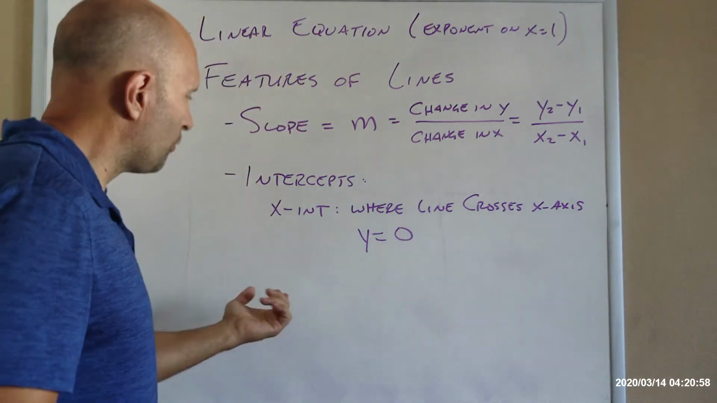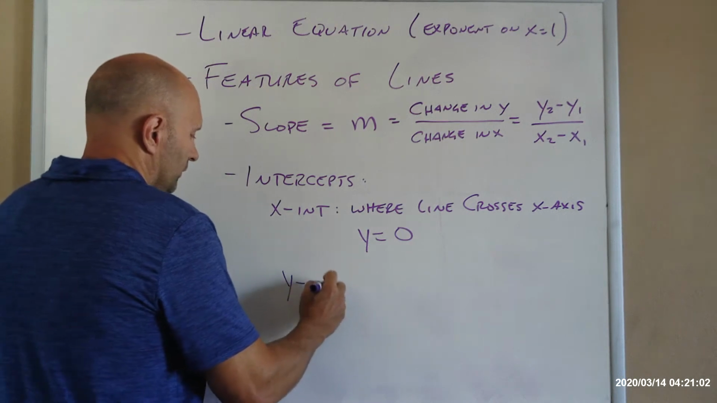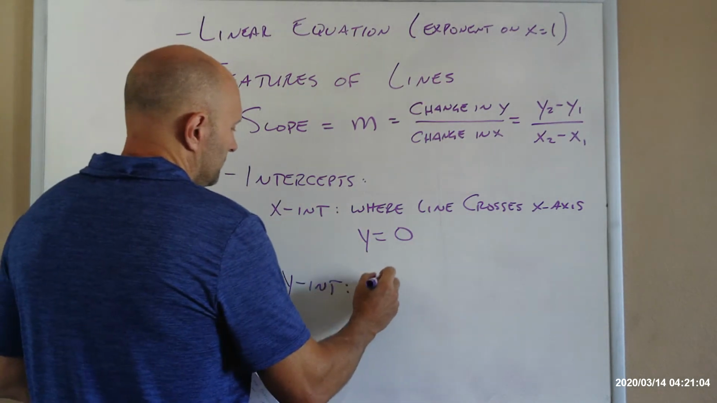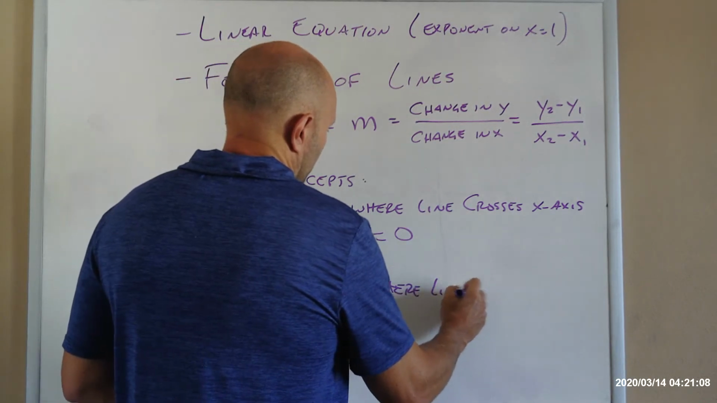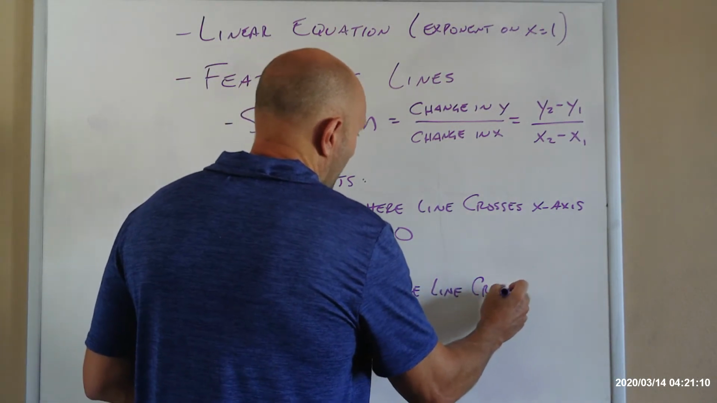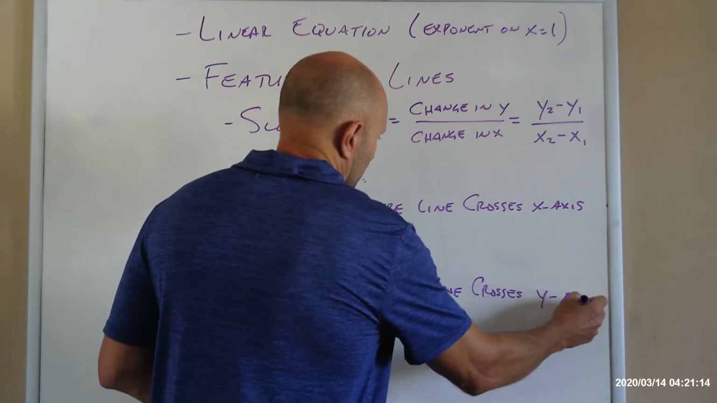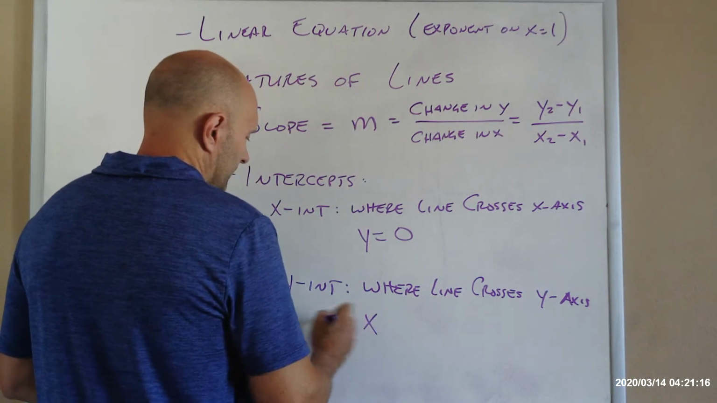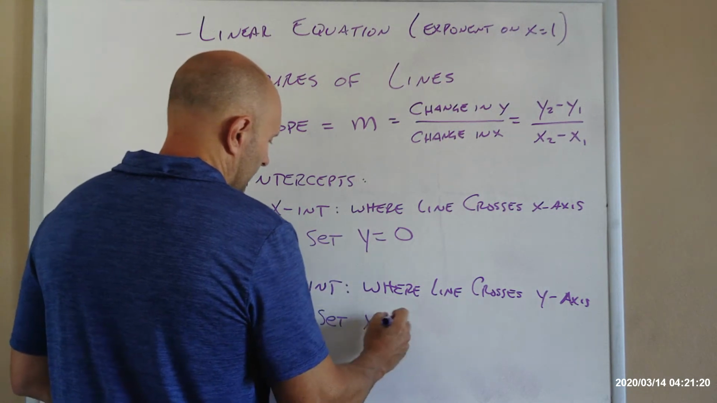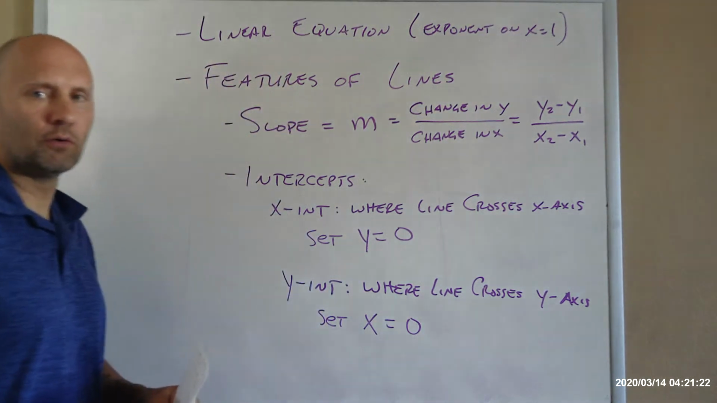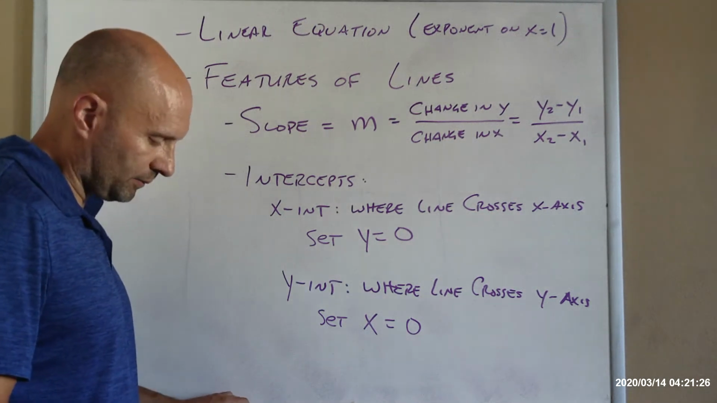If you want to find the y-intercept, then you do the opposite. Set x equal to 0. The y-intercept is where the line crosses the y-axis. So to find these, set y equal to 0 for the x-intercept, and set x equal to 0 for the y-intercept. As soon as we do that, that gives us our x and y intercepts.